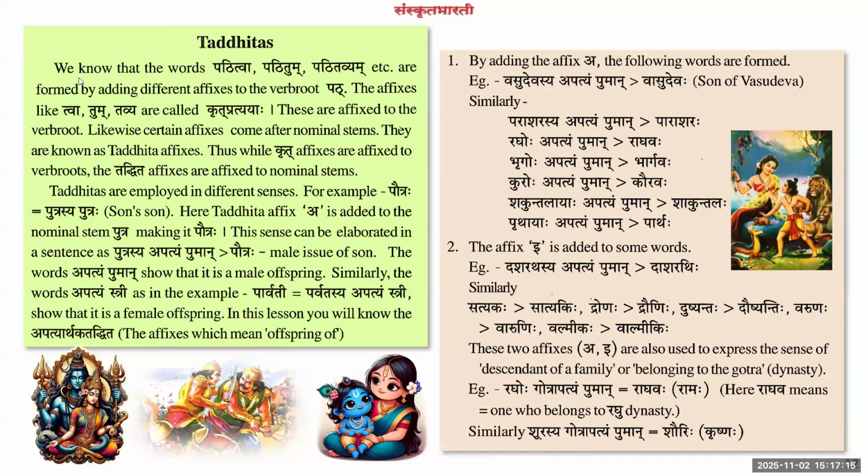Okay. Tadditas. We know that words patitva, patitum, patitavyam, etc. are formed by adding different affixes to the verb root. But these are actually kridantas: ktvanta, tumunanta, tavyadanta. So three types of kridantas generate that. Why do we add these kridantas? Pat dhatu means the action root for reading. Patati means somebody reads. Patitva means having read. So Ramaha patitva gacchati: Rama reads and then goes. This tvanta, once added, becomes an avyaya pada. Patitva has no further declension. Rama having read, he goes. That's the sense for patitva there.